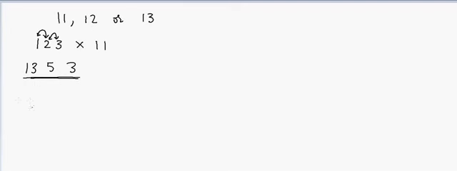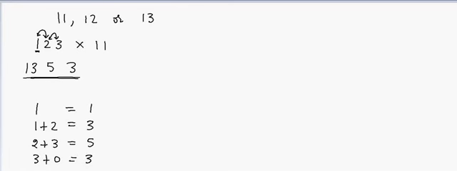Again, how did I do this? My first digit is the same as the first digit we have here. My second digit will be equal to 1 plus 2, which is the first digit plus the second digit. My third digit will be the second digit plus the third digit, and the last will be the last digit plus 0, because we have nothing else left. So that will be 1, 3, 5, 3. That's my answer, 1353.